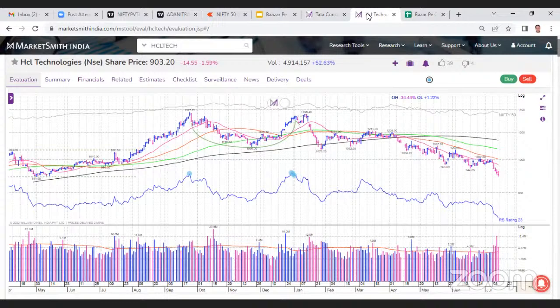But I am not saying it will not fall. It may fall, because there is no sign yet. So I think I have given my clear-cut view about all these IT stocks. Now, in this session, we are not going to cover any more IT stocks.